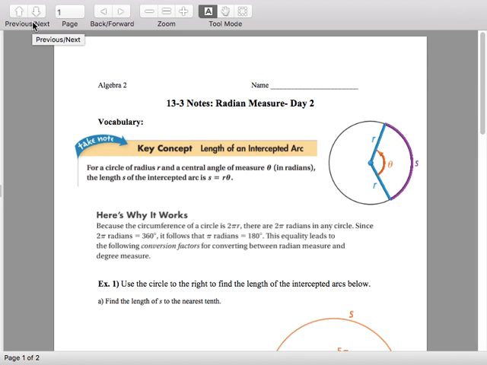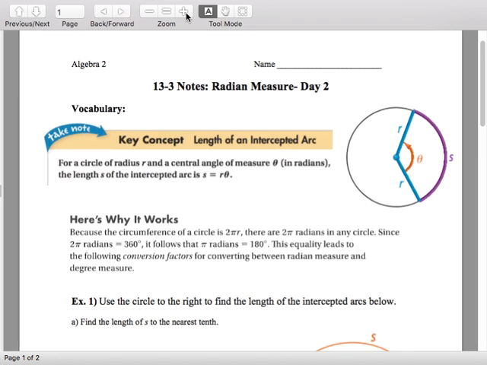Okay, what we're going to look at in this lesson is something called arc length. And arc length is a distance on the outside of the circle. You learned back in geometry, and probably even in 7th and 8th grade math, about the distance around a circle. What was that called in math? Circumference, right? And what was the formula for circumference? Pi d. 2 pi r or pi d.